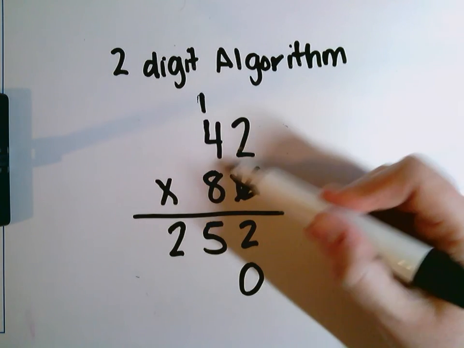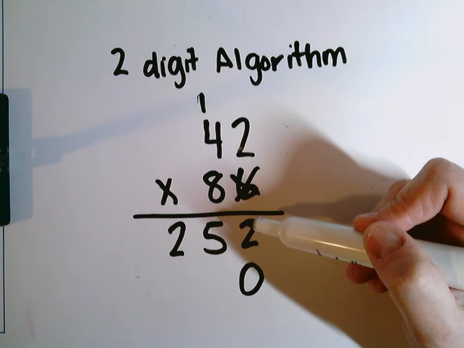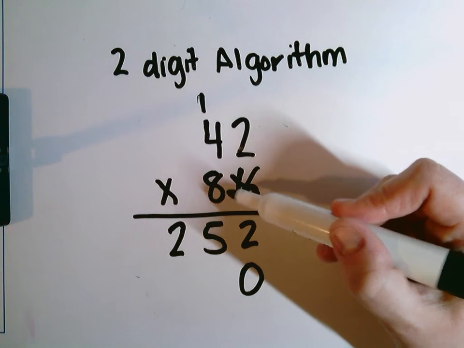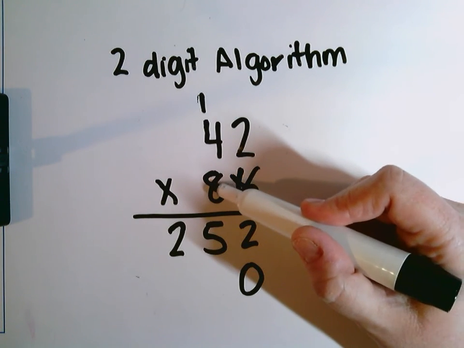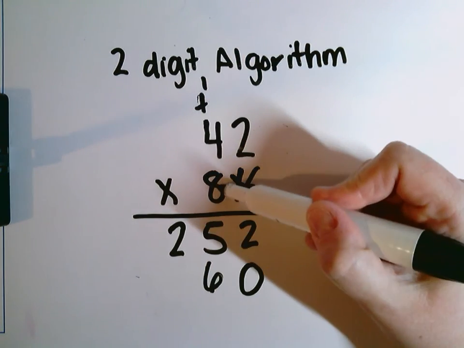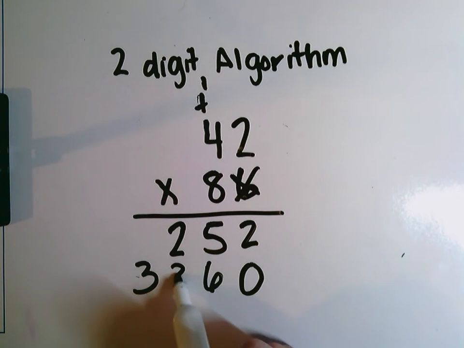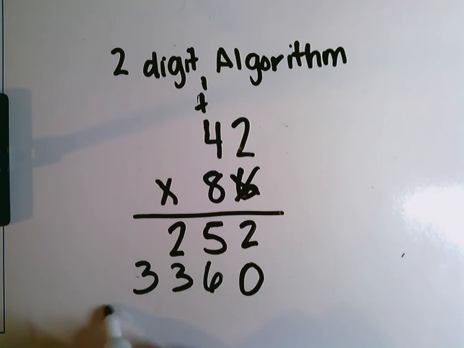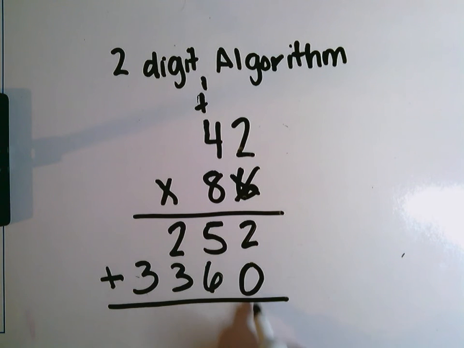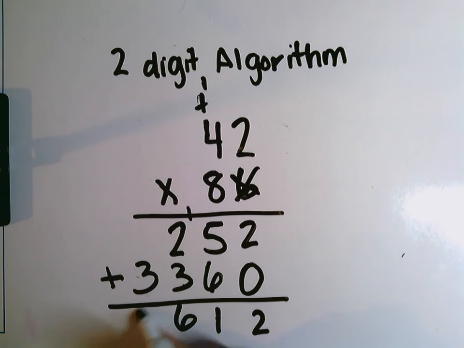8 times 2. So now I'm just doing 80 times 42. Just like when we did partial products, we're going to do that now. 8 times 2 is 16. Carry my 1. 8 times 4 is 32, plus 1 more is 33. This is my second partial product. We're just going to add them together. 2 plus 0, 5 plus 6, 2 plus 3 and 1 more, and 3. So my product, my answer, is 3,612.